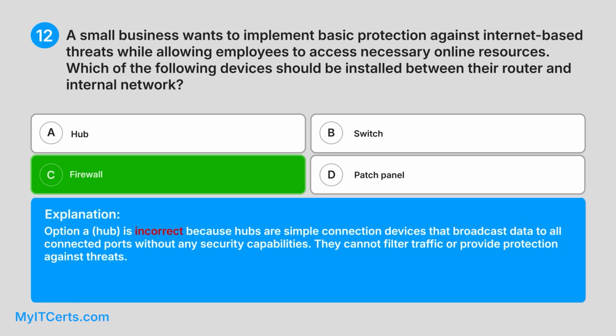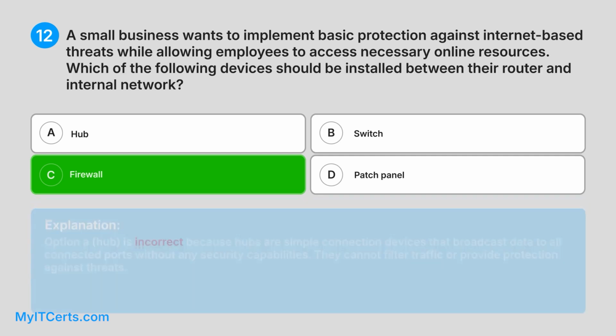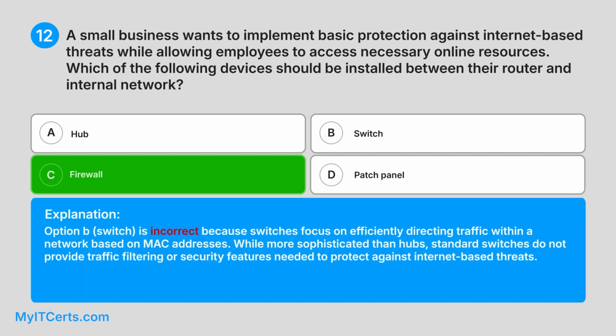Option A, hub, is incorrect because hubs are simple connection devices that broadcast data to all connected ports without any security capabilities. They cannot filter traffic or provide protection against threats. Option B, switch, is incorrect because switches focus on efficiently directing traffic within a network based on MAC addresses. While more sophisticated than hubs, standard switches do not provide traffic filtering or security features needed to protect against internet-based threats.